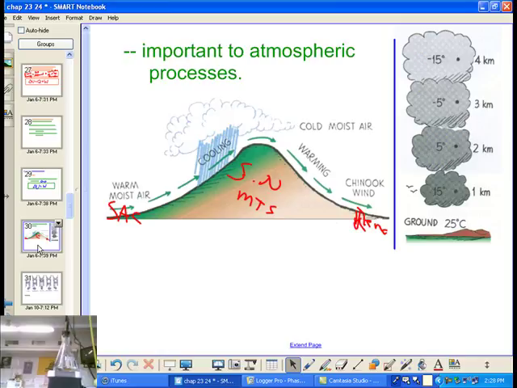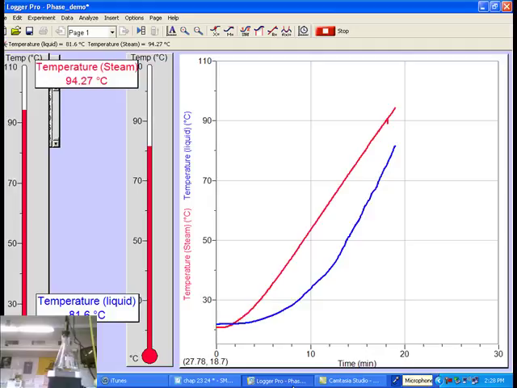Let's take a look at our demonstration here. So notice we're getting close, 94 degrees. Notice the air above it is increasing in temperature. Now we're starting to see some bubbles. Is this boiling yet? No. We're not at 100 degrees. Notice where are the bubbles coming from? They're coming from the bottom. Why are they coming from the very bottom and not from the inside?